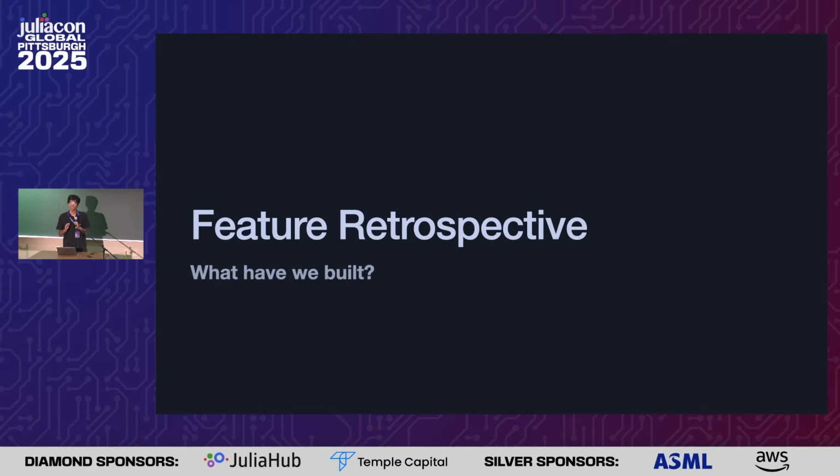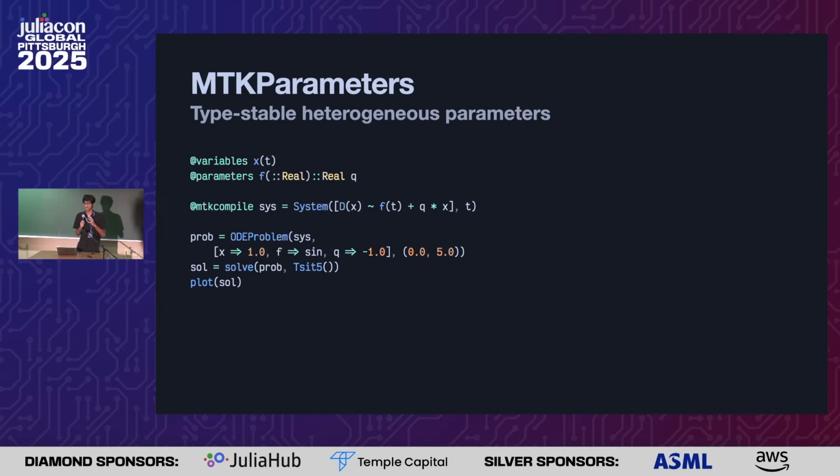The first thing I'd like to get started with is a feature retrospective of what we've built over the past around 1.5 years. And there's a lot of stuff to cover here, so buckle your seatbelts. First up is MTK parameters. This is one of the defining changes for Modeling Toolkit version 9.